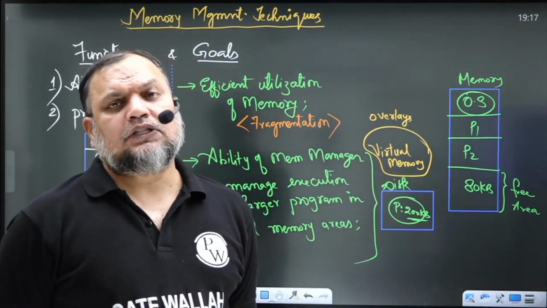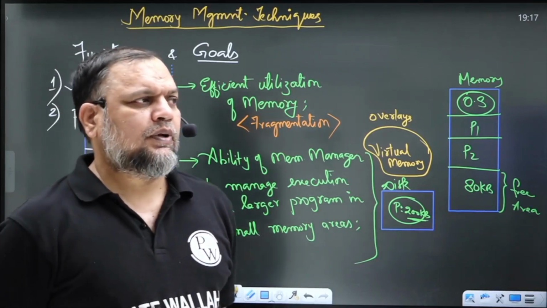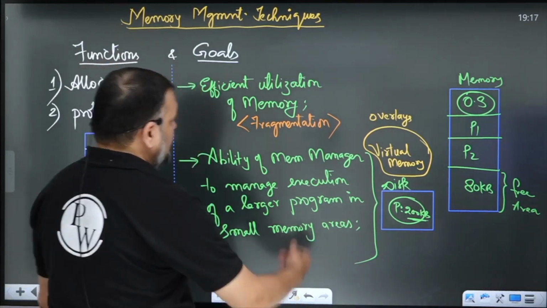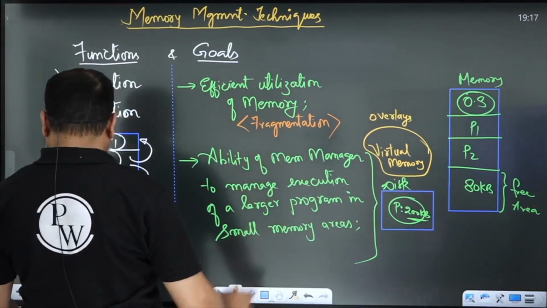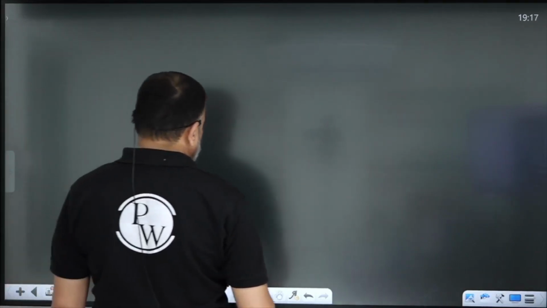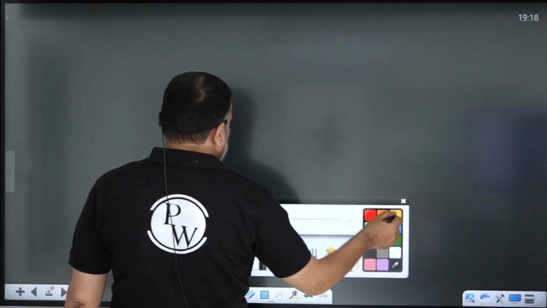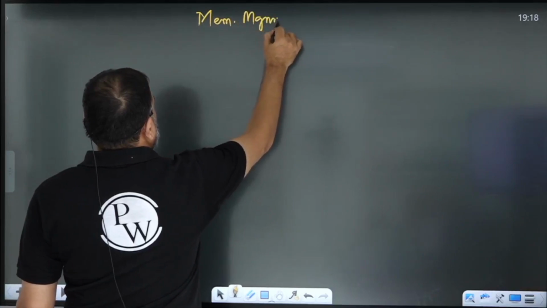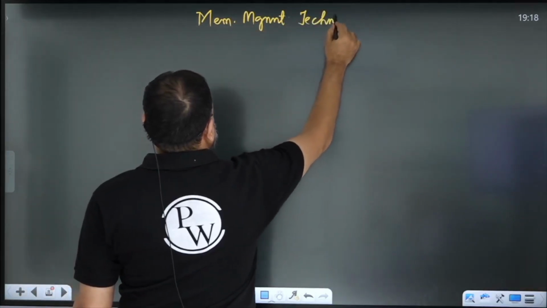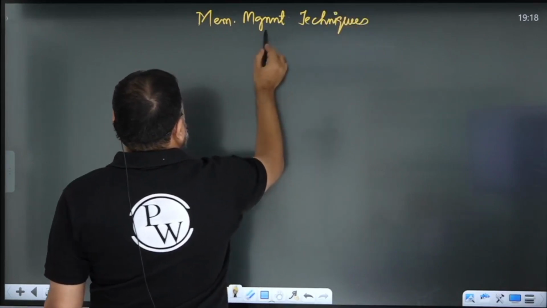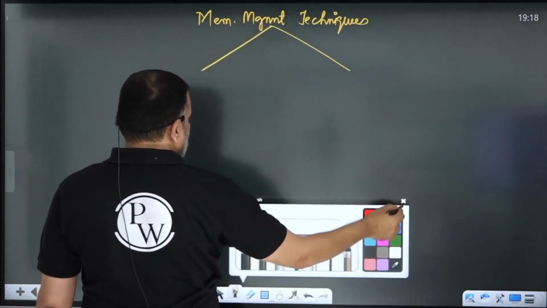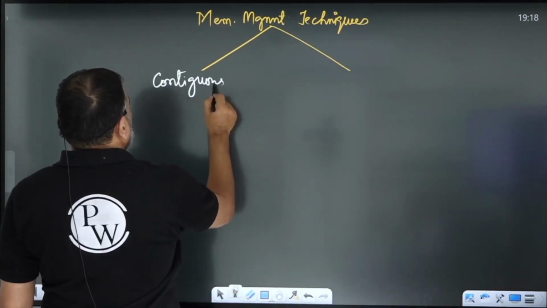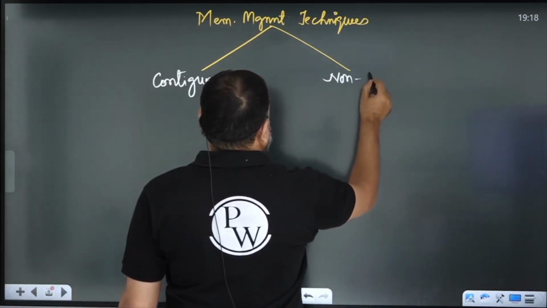Am I clear? So these are the functions and goals of memory manager. Okay. So now to carry out this functionality, yes, it will increase efficiency. To carry out this functionality in achieving these goals, we have memory management techniques. Classification, taxonomy. The memory management techniques are classified into two types. One is called contiguous and the other is non-contiguous.